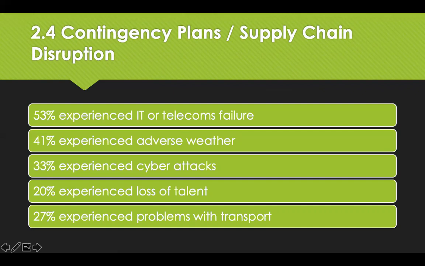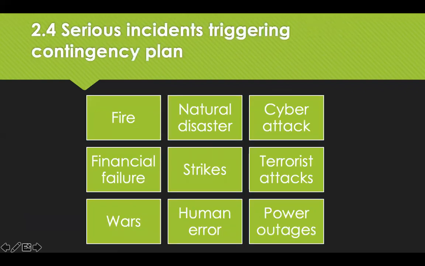So a contingency plan is a course of action to help you to efficiently respond to a serious incident. So these could be a fire, a natural disaster, a cyber attack, some form of financial failure, strikes or terror attacks, wars, human error, or power outages.